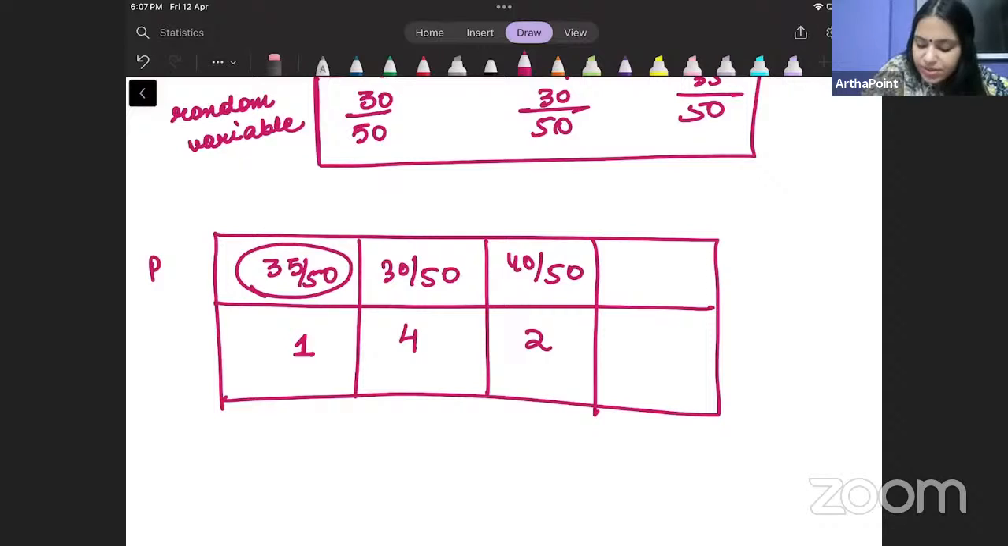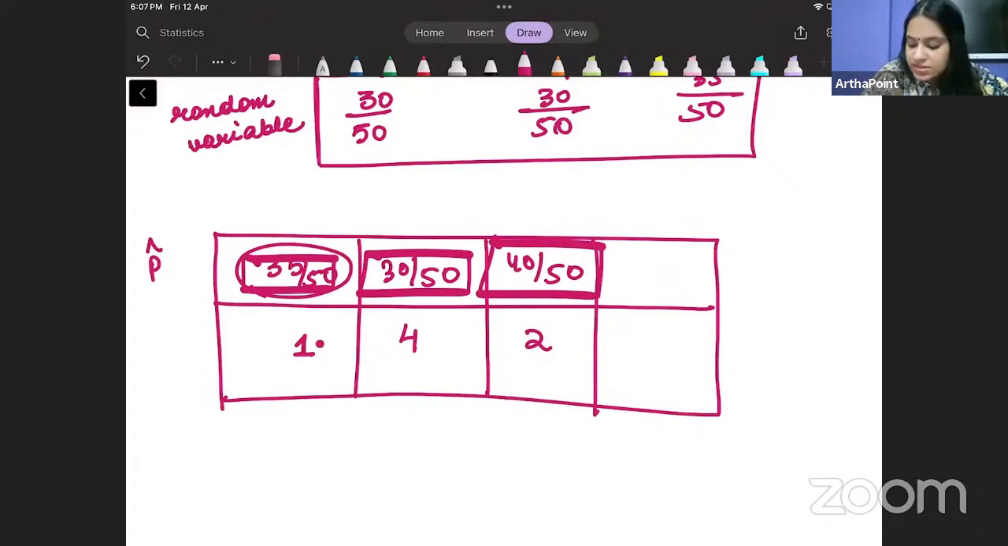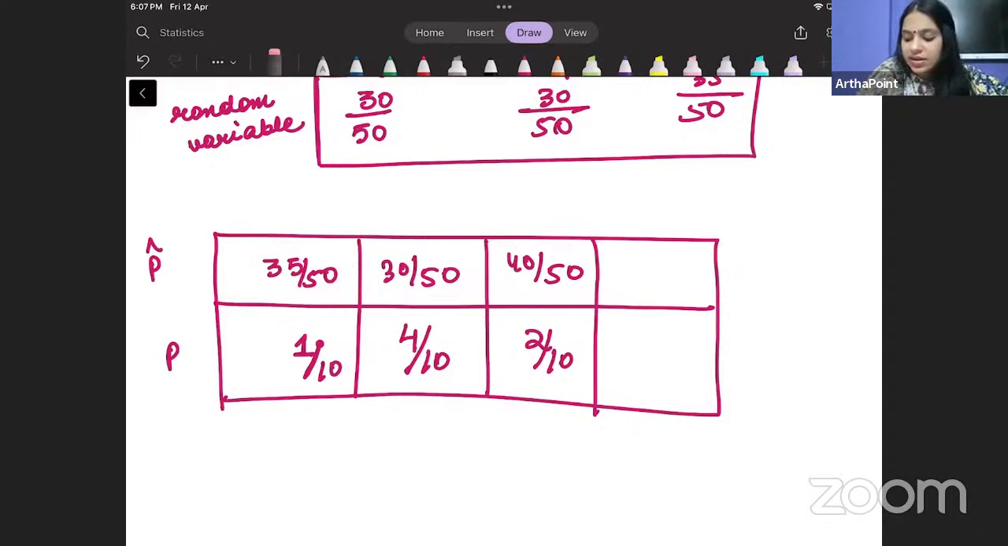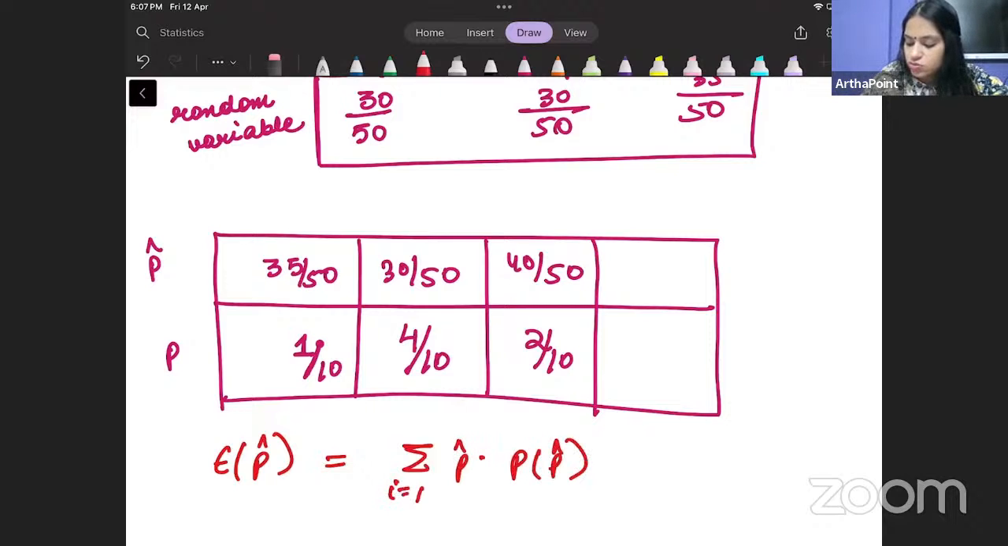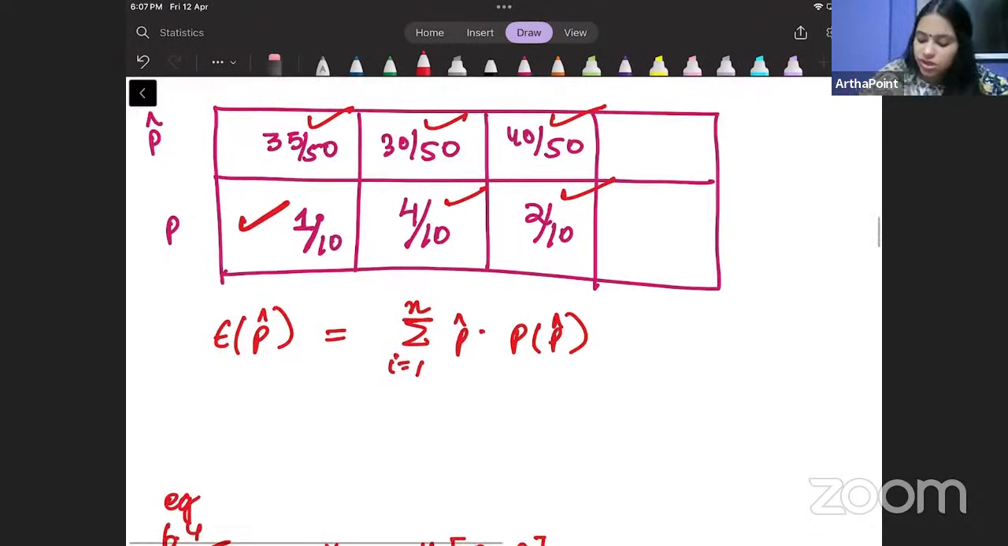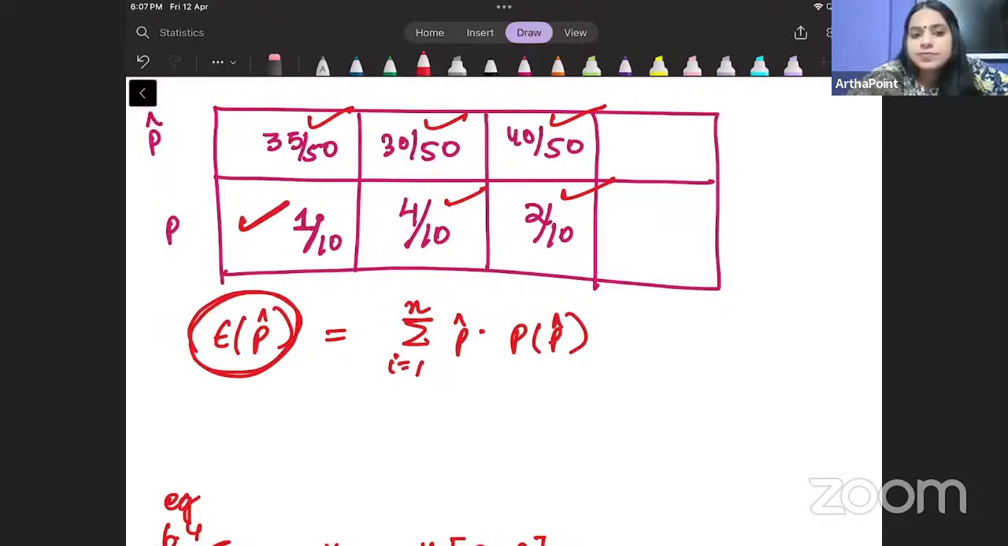So this is my P hat, the proportion of success that I saw. What is the proportion of success that I have seen? And this is their probability: 1 out of 10 times I saw this, 4 out of 10 times, 2 out of 10 times, and so on and so forth. So I have a variable in hand and the corresponding probability in hand. I will be able to find the expected value of that variable, which is the summation of P hat into its probability from i equals 1 to N, however many there are. You will multiply this with its probability, this with its probability, this with its probability, and add. When you do this, you will get the expected value of P hat.